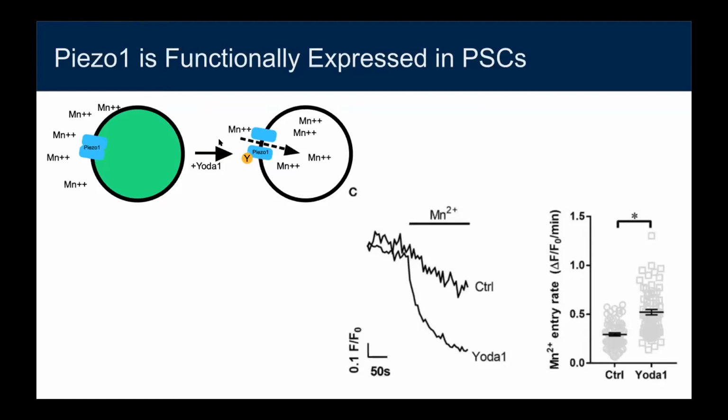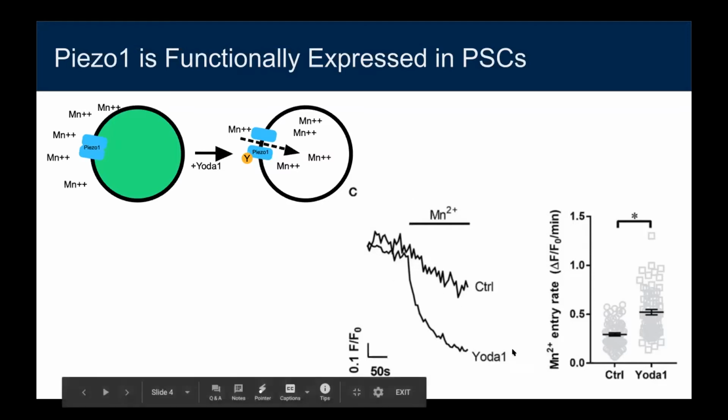When Piezo1 is active, manganese enters the cell and quenches the fluorescence. The readout you get from the loss of fluorescence translates into a rate of influx. Since manganese and calcium are so similar in how they're let in by Piezo1, you can use that to infer Piezo activity. What we saw here is that with the Piezo1 activator Yoda1, there's a much greater influx of manganese and therefore calcium, and you see that quantified here on the right.